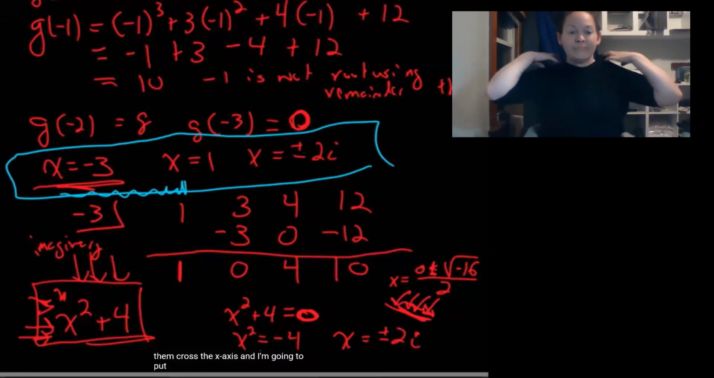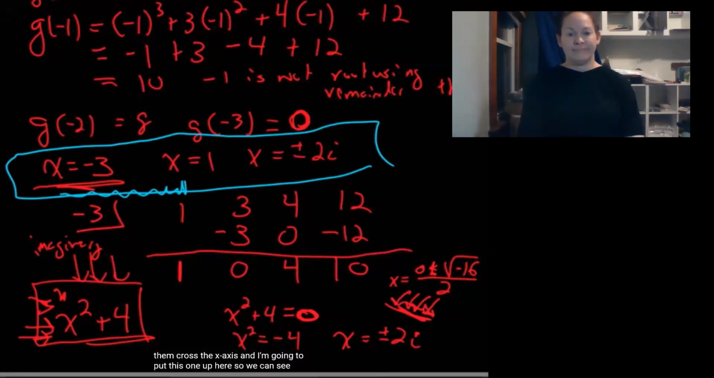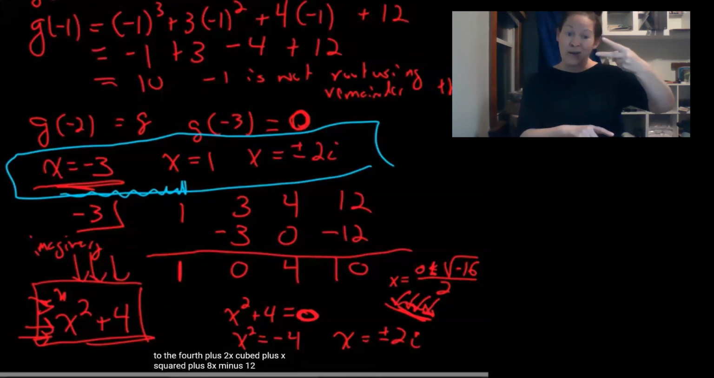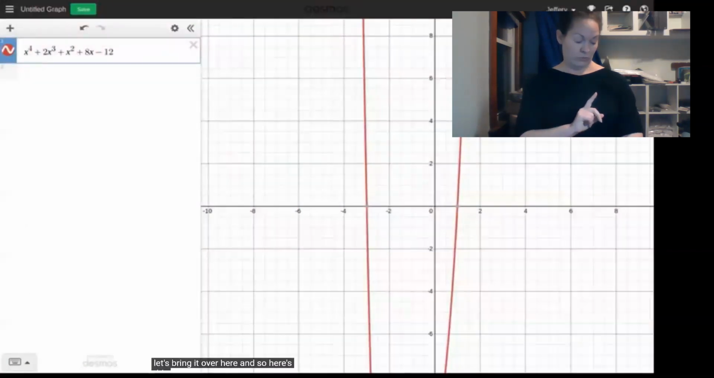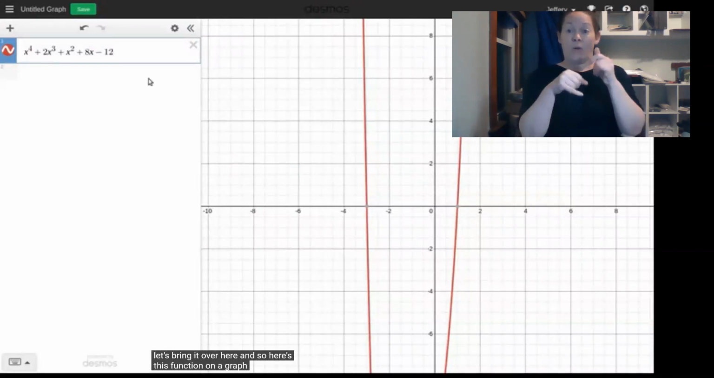And I'm going to put this one up here so we can see how that manifests itself. So what did we have here? We had x to the 4th plus 2x cubed, plus x squared plus 8x minus 12. And let's bring it over here. And so here's this function on our graph.